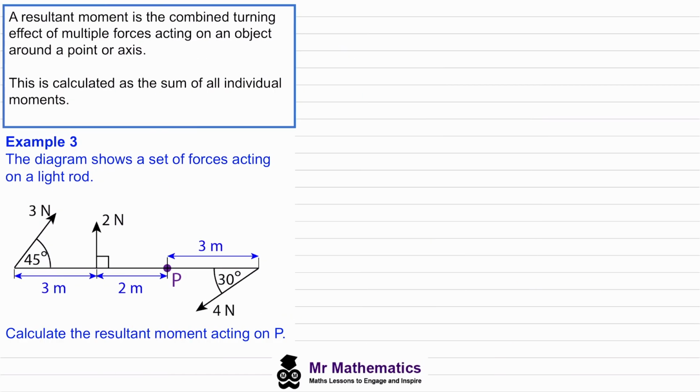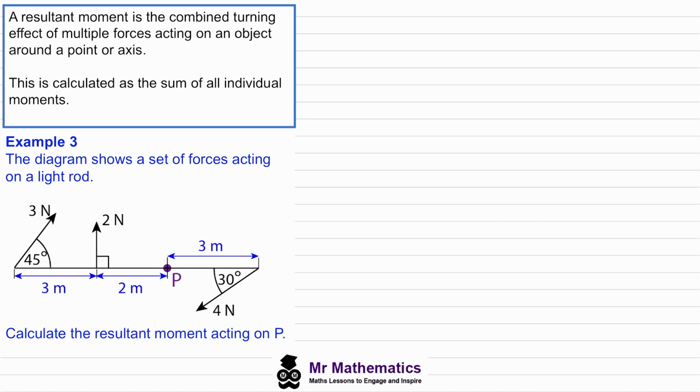Okay, so to define a resultant moment, this is the combined turning effect of multiple forces acting on an object around a point or an axis. And this is calculated as the sum of all individual moments. So for example 3, the diagram shows a set of forces, 1, 2, and 3, acting on this light rod. And we've been asked to work out the resultant moment about point P.